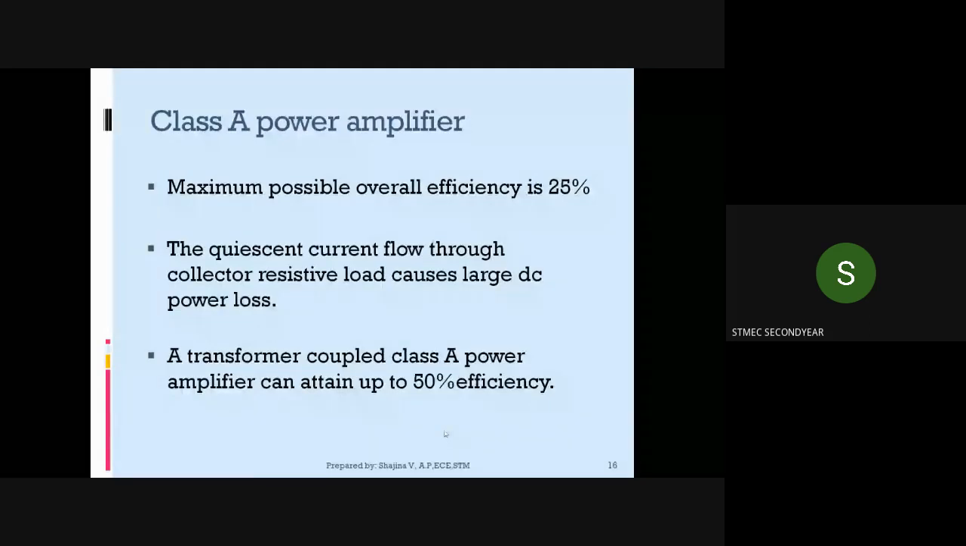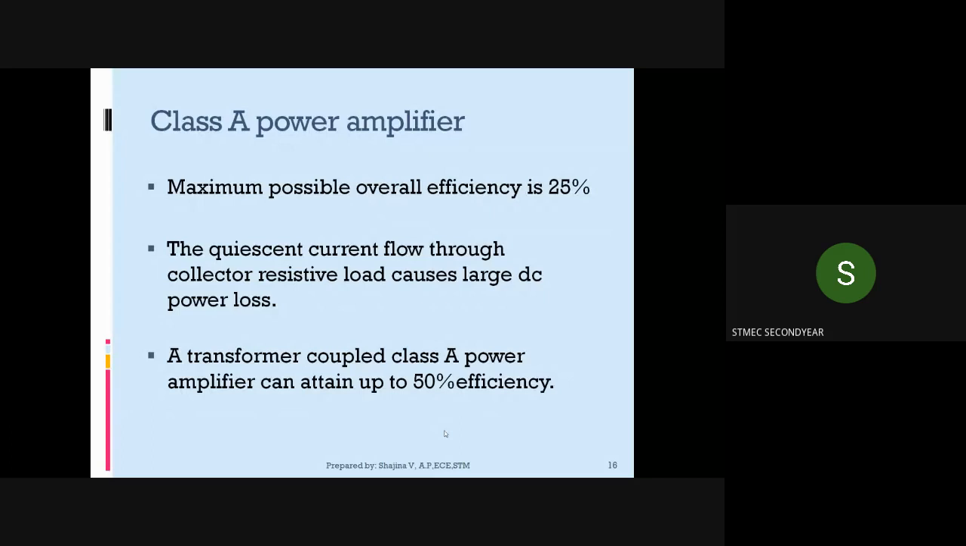Now in the class A power amplifier, you have to note these things. Here the transistor will be turned on, or conducting, during the complete cycle of the input signal. Okay, that is, the conduction angle is 360 degrees. So in order to get that, we have to bias our transistor, or we can say our Q point should be at the center of the load line.